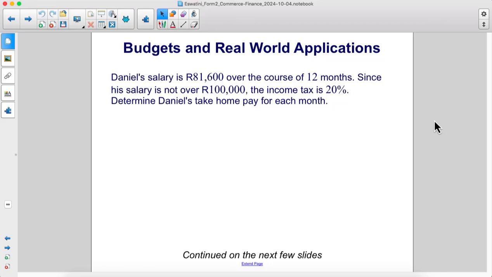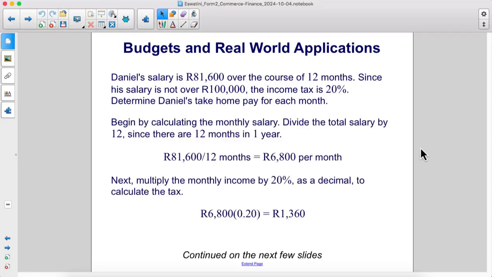Daniel's salary is 81,600 Rand over the course of 12 months. Since his salary is not over 100,000 Rand, the income tax is 20%. Determine Daniel's take-home pay for each month. Begin by calculating the monthly salary. Divide the total salary by 12, since there's 12 months in a year.